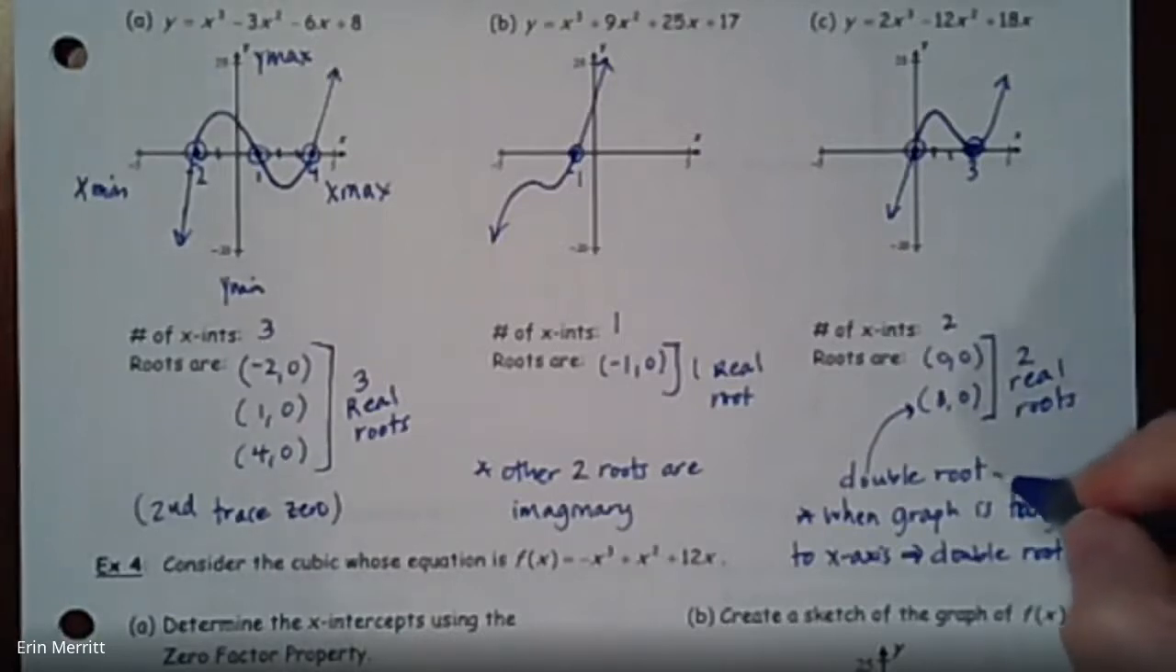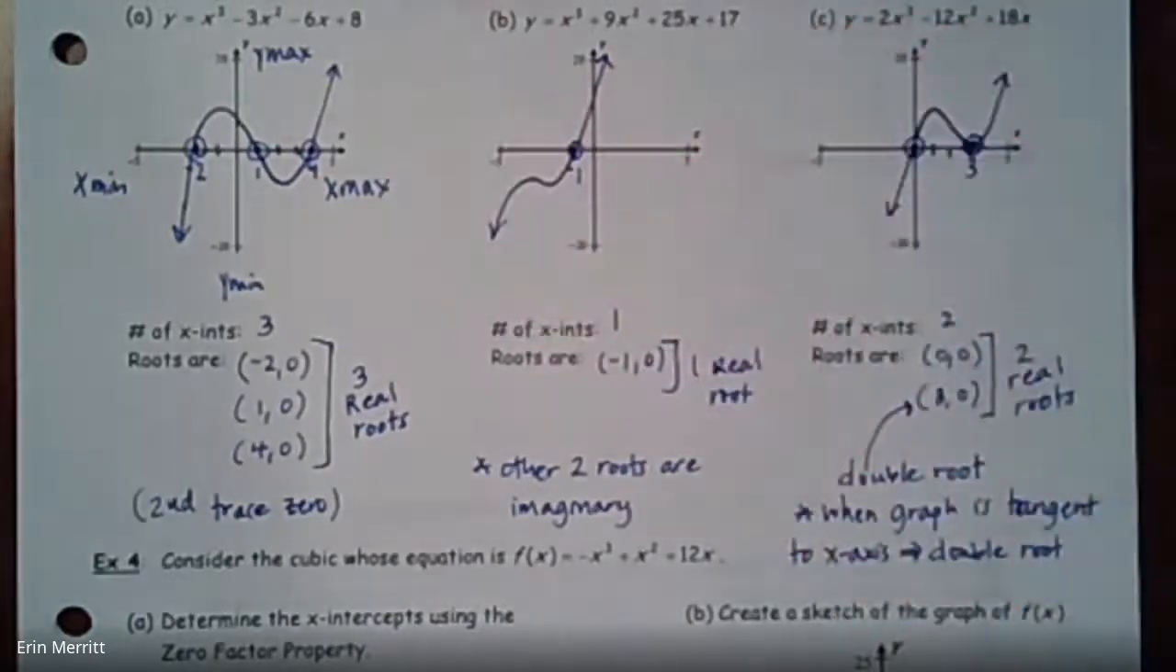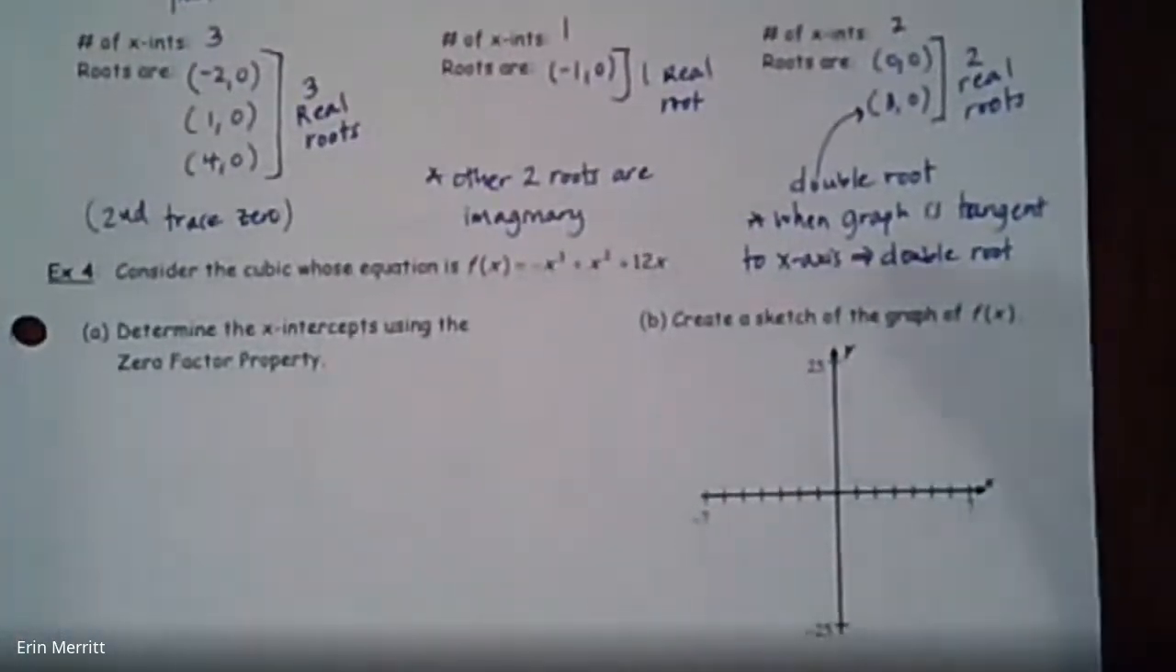All right, so here's the third one. All right, so those are kind of the scenarios that can happen. But notice it has to hit at least one time. All right, so come on down here and let's take a little algebraic look at this.